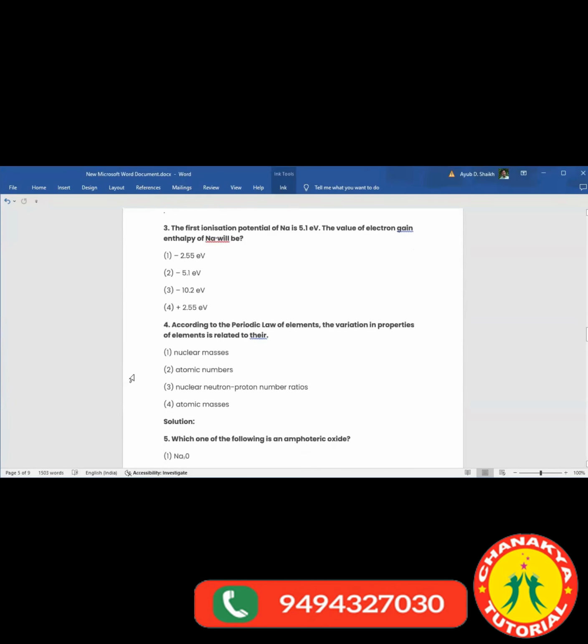Write down the third problem. The first ionization potential of sodium is 5.1 electron volt, and the value of electron gain enthalpy of Na will be? What will be the value for electron gain enthalpy? Ionization potential means removal of an electron requires how much energy? 5.1 electron volt. For the addition of an electron, how much enthalpy will be required? And options are there in front of you. How are you going to solve this?